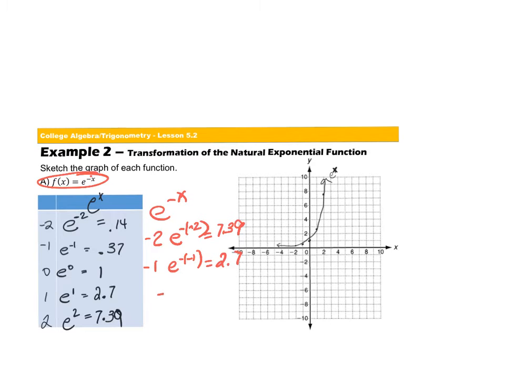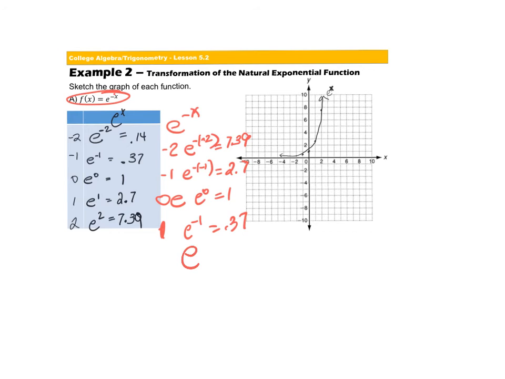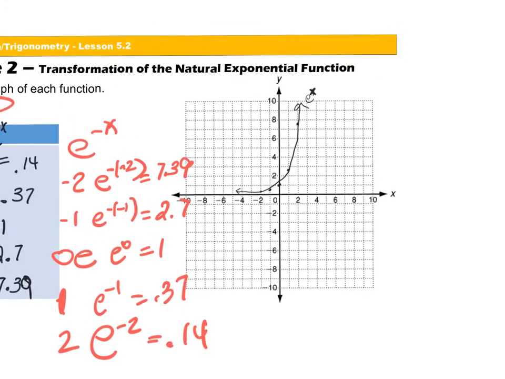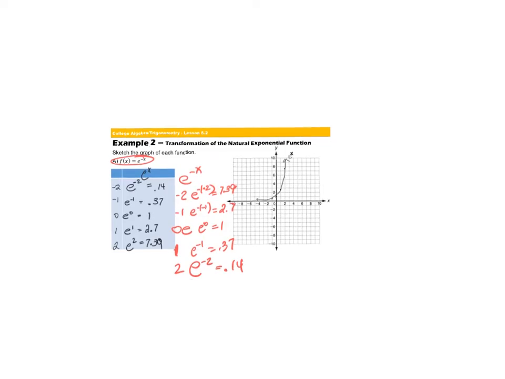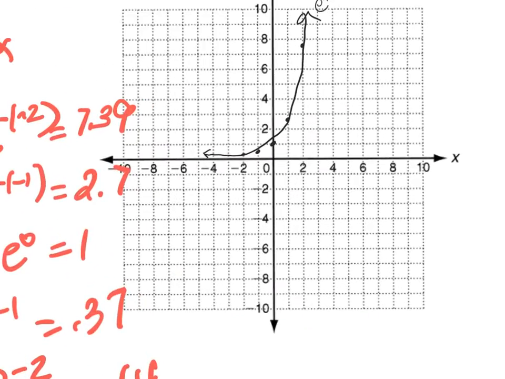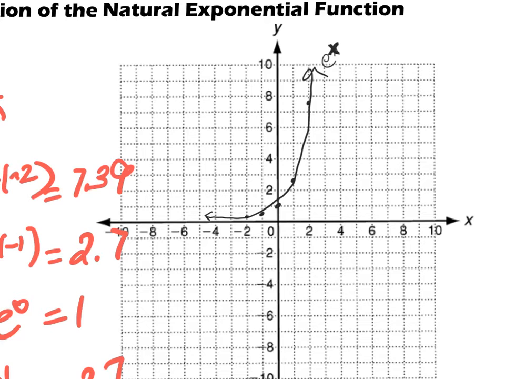2.7. And then I have e to the 0 is 1, right? And then for positive 1, I have e to the -1, which gives me 0.37. And then e to the -2 gives me 0.14. What do you notice about these numbers? They get smaller. What are they in comparison to the initial equation we did? They're opposites. So here, all you're saying is -2, it's going to be up here. -1, it's about here. And then 0, and then here, and then here.